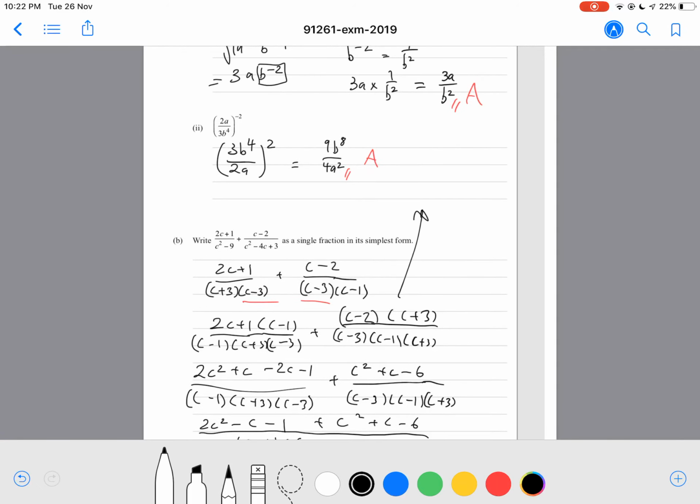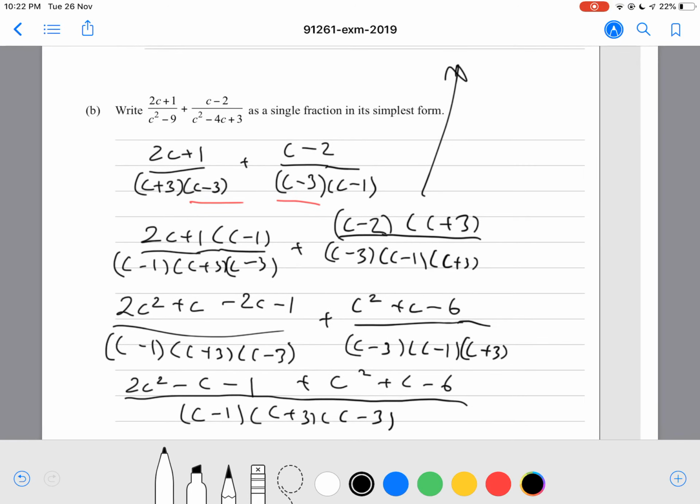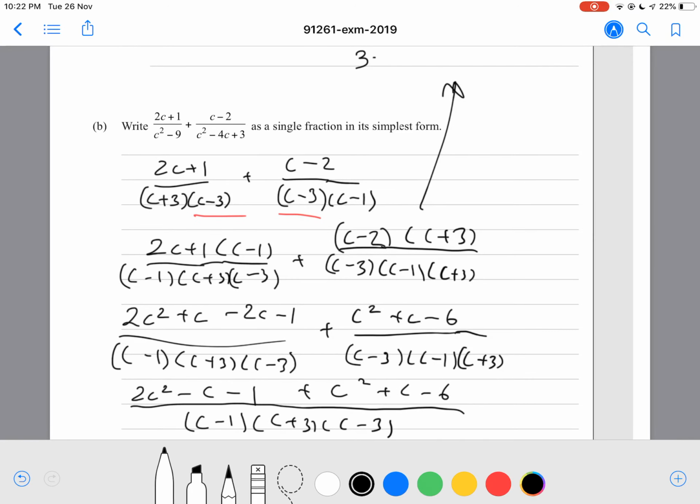We're going to continue up here. This should simplify to 3c squared. The minus c and plus c cancel out. 3c squared minus 7 by the looks of it. Let me double check.